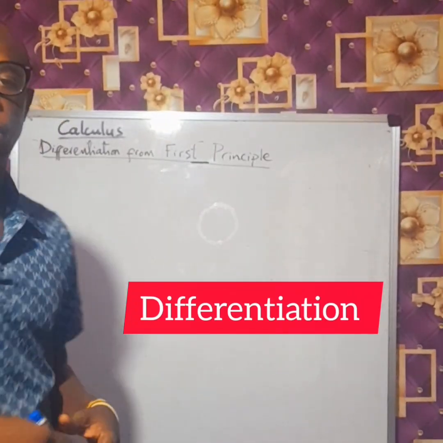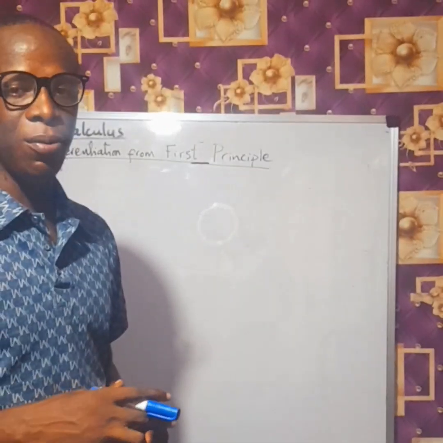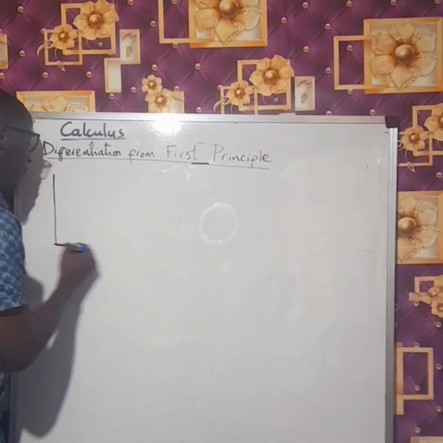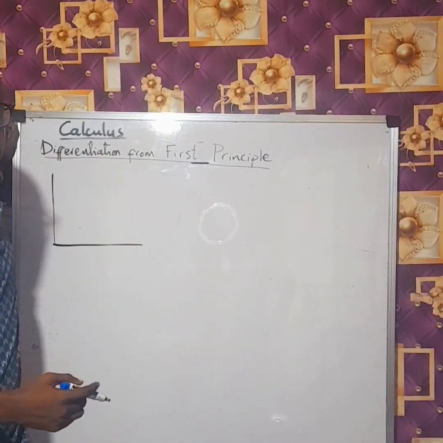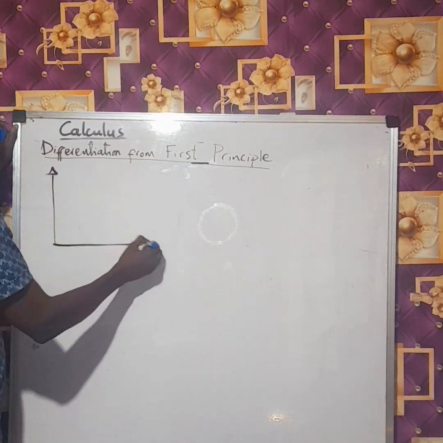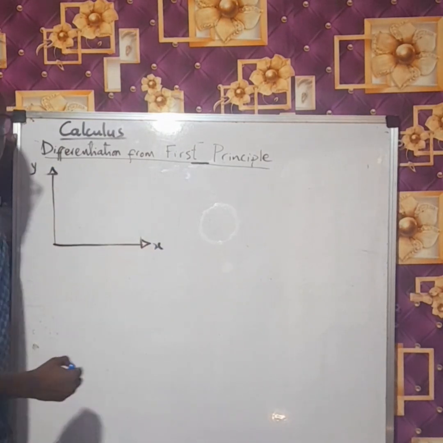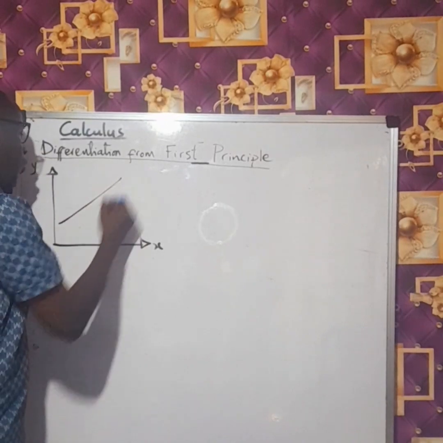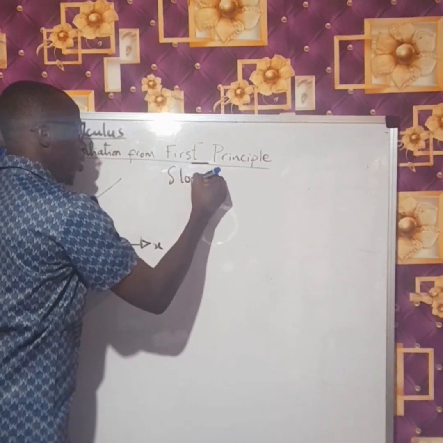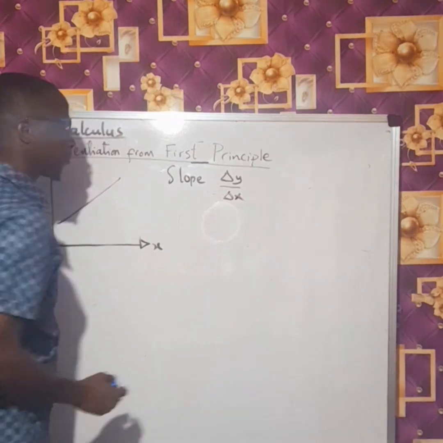Today we are looking at the topic differentiation from first principle. It is a topic of differentiation class from calculus, and I believe we have prior knowledge of graphs. We know that the vertical axis of a graph is known as the y-axis, and this is the x-axis. Now, the idea of slope means change in what? Change in y over change in x.